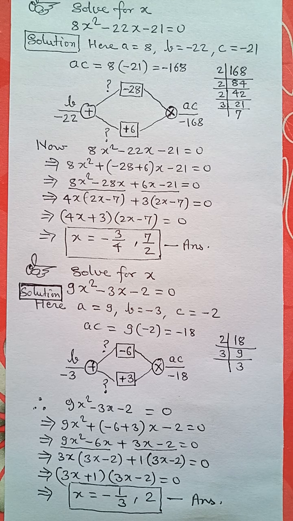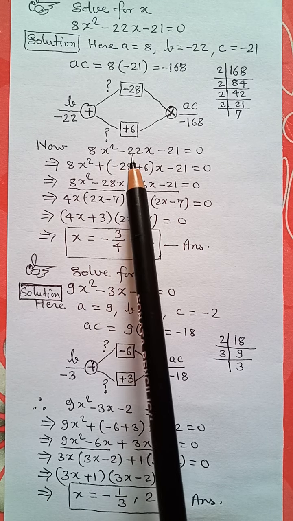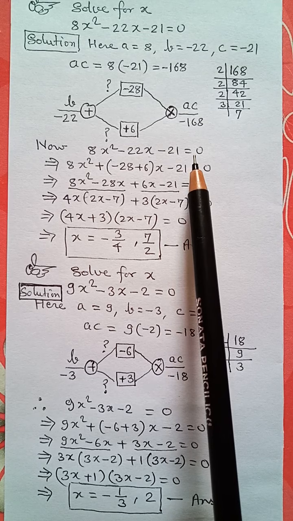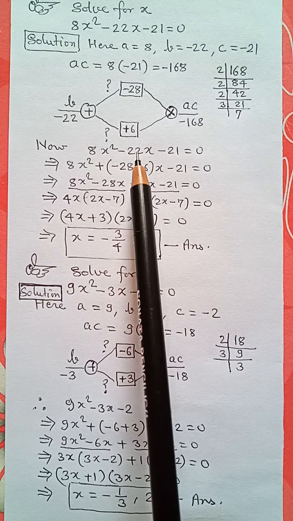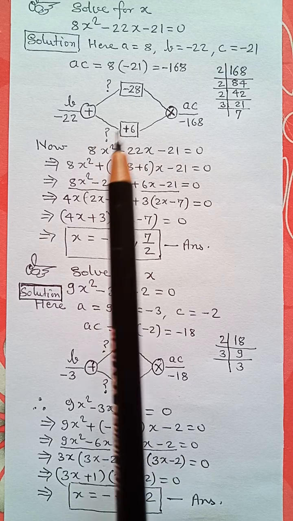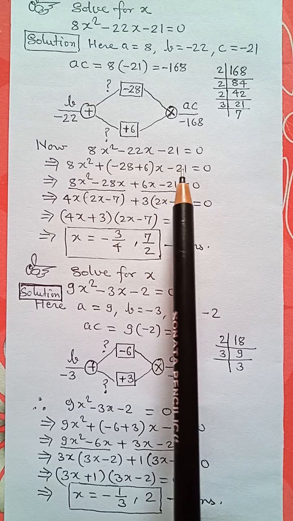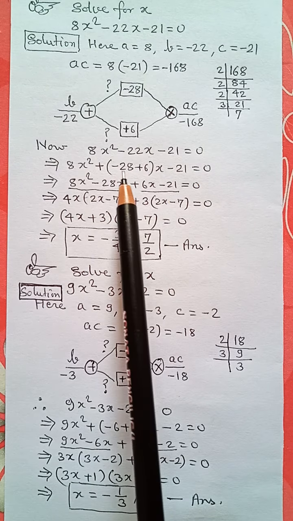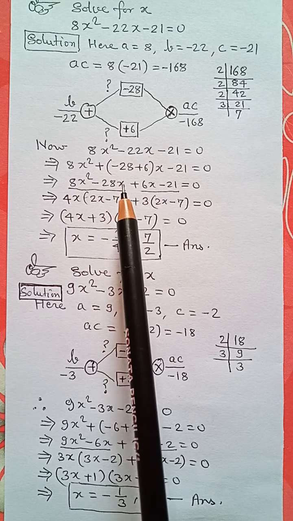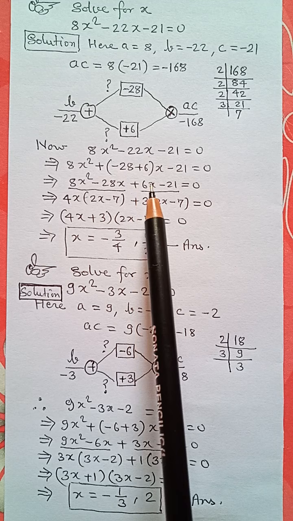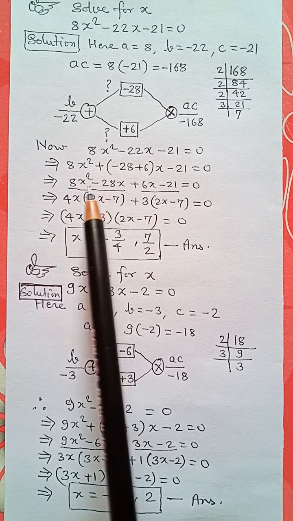So we can write it here. 8x square minus 22x minus 21 is equal to 0. That means 8x square, and in place of minus 22 we can write minus 28 plus 6 times x minus 21 is equal to 0. Now opening this bracket we have 8x square minus 28x plus 6x minus 21 is equal to 0. Now grouping the terms like this.